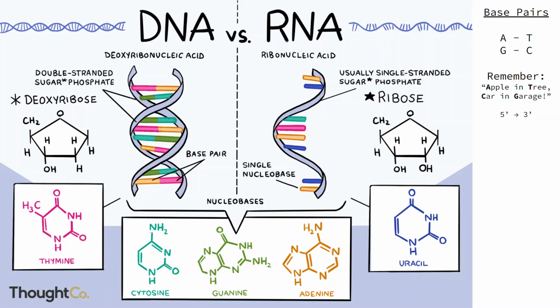And because DNA is double-stranded, it has pairs of bases. Adenine always pairs with thymine, and guanine always pairs with cytosine. You can remember the base pairings with the saying apple in tree and car in garage.